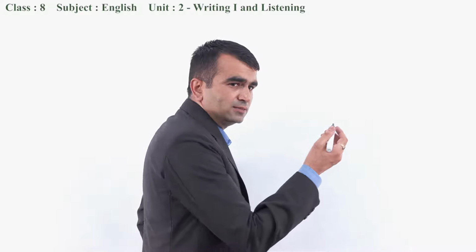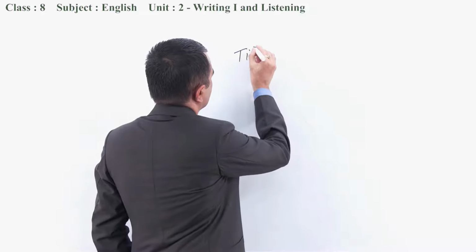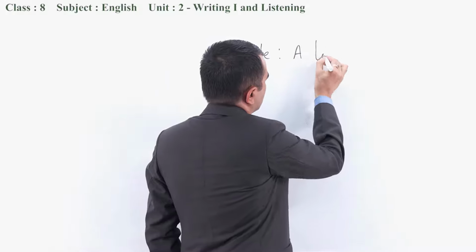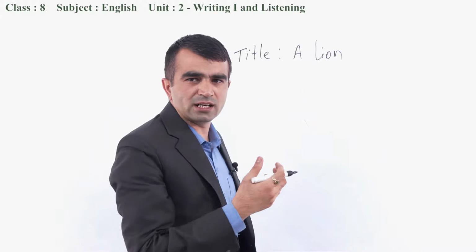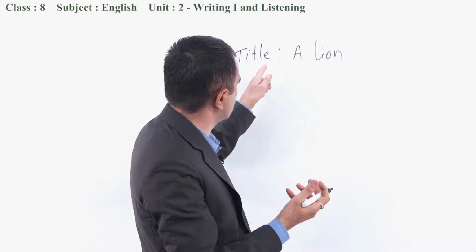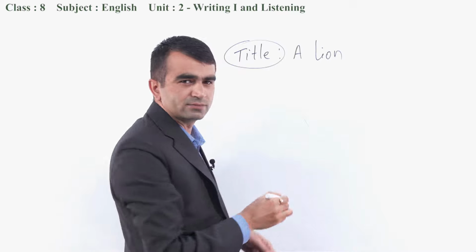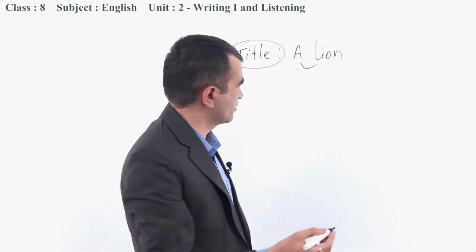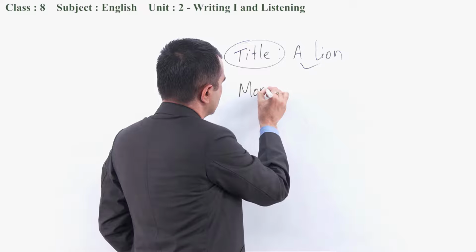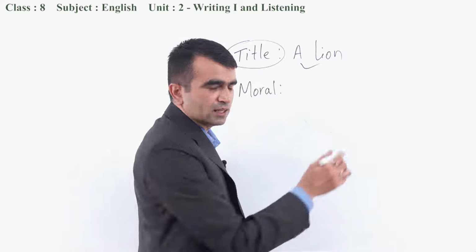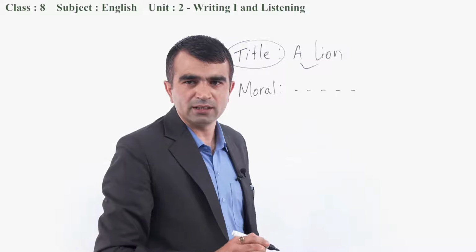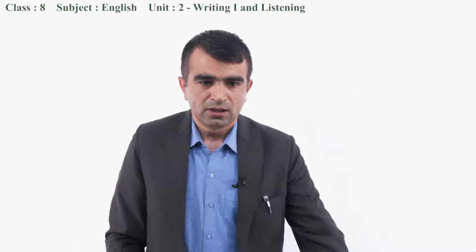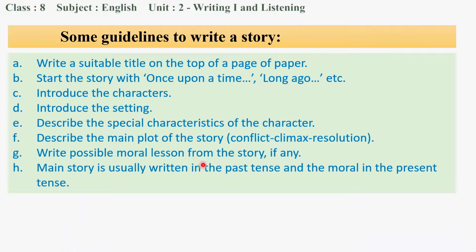When you write a title, suppose the title is "A Lion", you don't need to write the word "title". Just write this one, "A Lion". But when you write the moral here, you write what moral you get from the story.